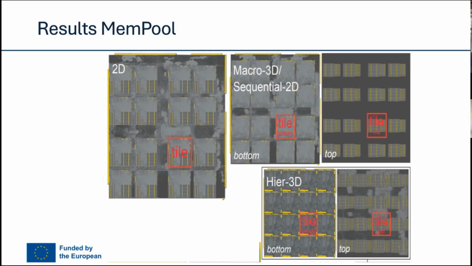And finally, in the lower part of the slide, you can see the bottom and top tiers with the hierarchical 3D methodology, where you can see that the tiles are placed much closer, and how in the top tier, there are actually a lot of cells which are used for doing the connection, and because of that, we can reduce the area and improve timing.